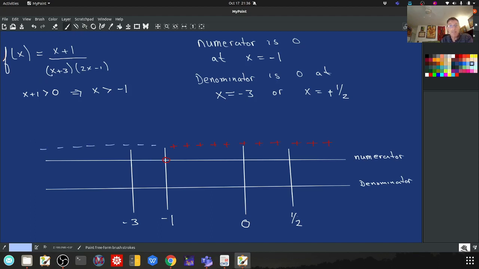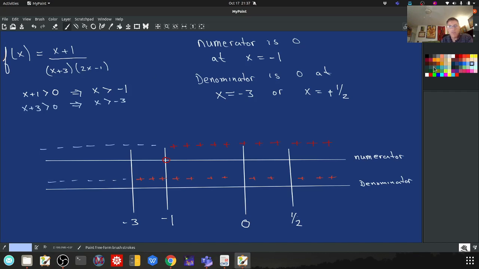Now let's do the same thing for each of our linear factors. Let's solve x plus 3 is greater than 0. Well, that implies x is greater than minus 3. So I'm going to do another thing here. If x is greater than minus 3, it's positive. And if x is less than minus 3, it's negative.